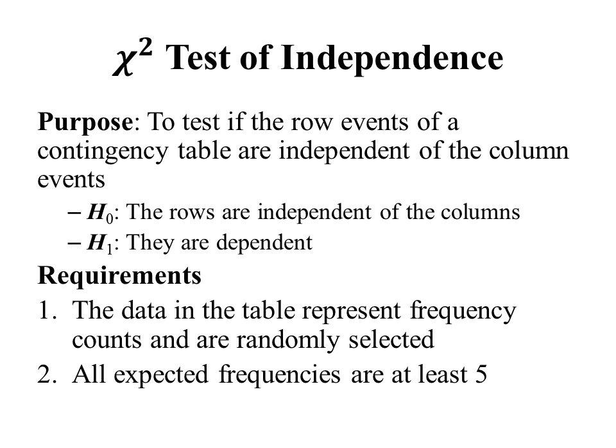The requirements are, number one, that the data in the table represent frequency counts and are randomly selected, and all the expected frequencies are at least 5. So these are the same basic requirements as what we had for section 5.7. And one important thing to note here is that our data have to represent frequency counts. It means they have to be counts, they have to be whole numbers, they have to be counts of something that happened. They can't be measurements.